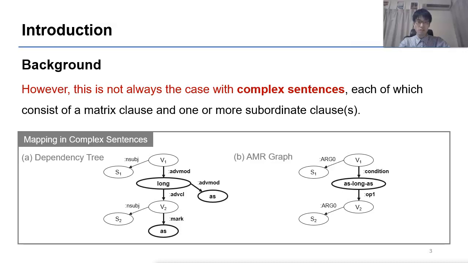However, this may not always be the case with complex sentences, each of which consists of not only a matrix clause, but also one or more subordinate clauses, usually with a subordinator introducing the subordinate clause. Take a look at the example for the as long as construction, where V1 and S1 each stand for the predicate and its subject of a matrix clause, and V2 and S2 constitute a subordinate clause. While variables S and Bs are interchangeable between the two representations, the relation between the two predicates and also the subordinator itself are expressed quite differently.